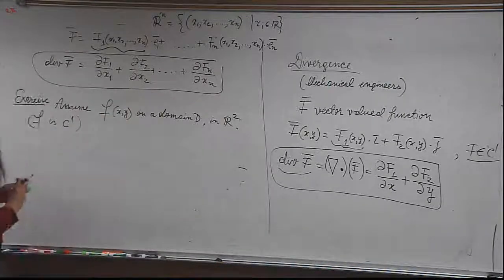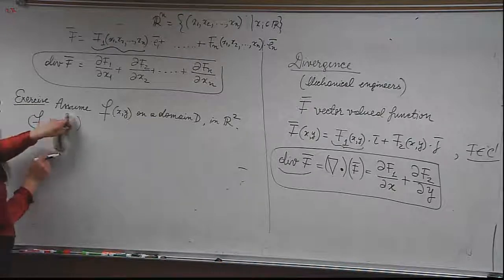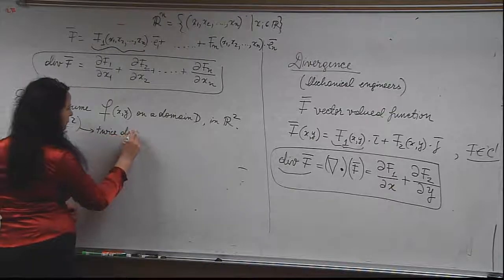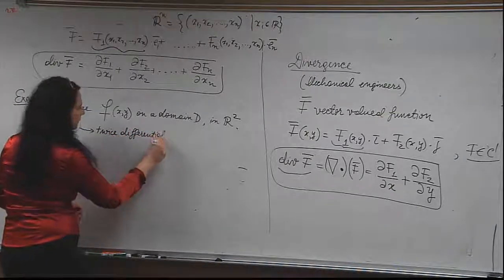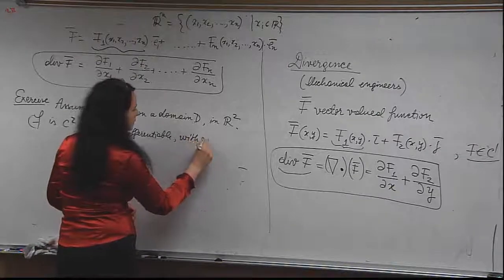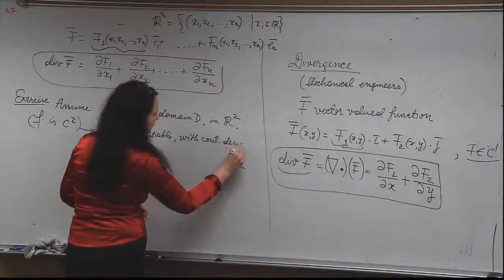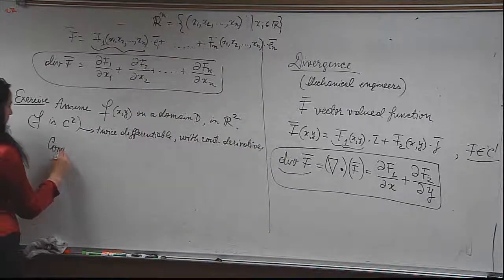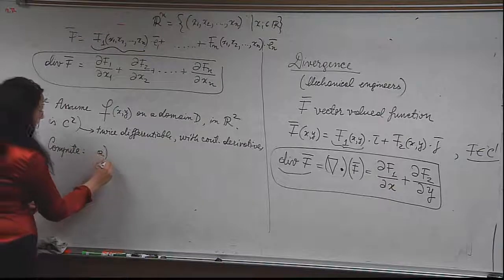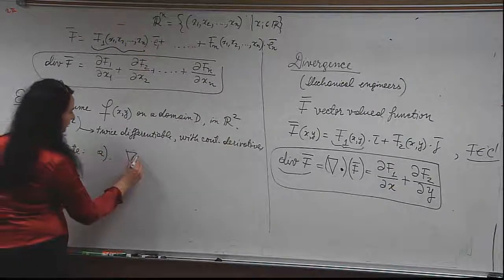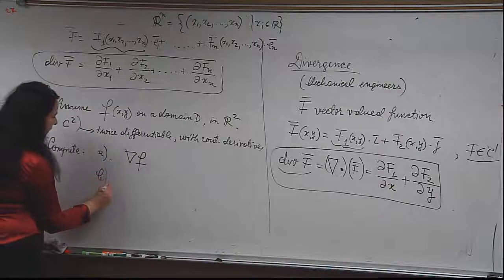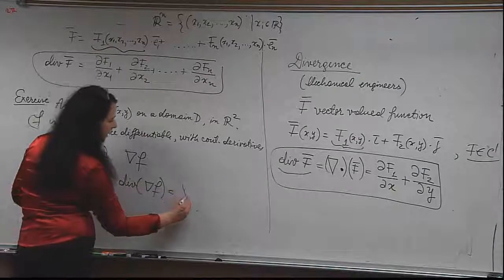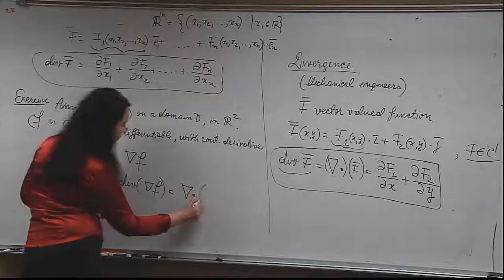Actually, no, I want more. I want C2, so twice differentiable with continuous derivatives. Compute A, the gradient of f. B, the divergence of the gradient of f, which you can also write, like engineers do, as del dot gradient of f.